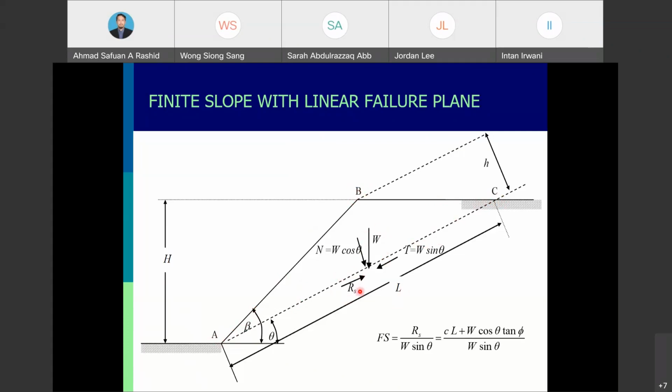Okay, so RS is the resisting force that prevents the slope from sliding, while T is the driving force, which allows this block to move downward. The potential slope failure is referred to as theta, while the slope degree is referred to as beta. So the equation is CL, which is the length of this part from point A to point C, times the cohesion of the material, and at the same time the normal stress acting perpendicular to the failure plane, times tangent phi. So that is for the resisting force.